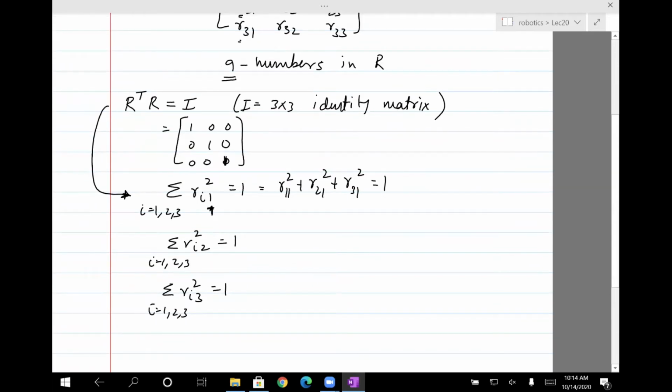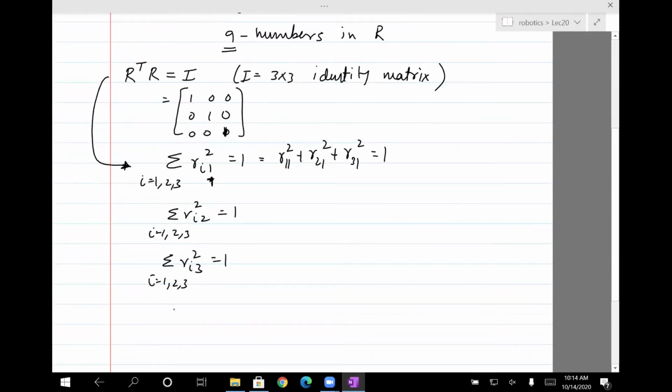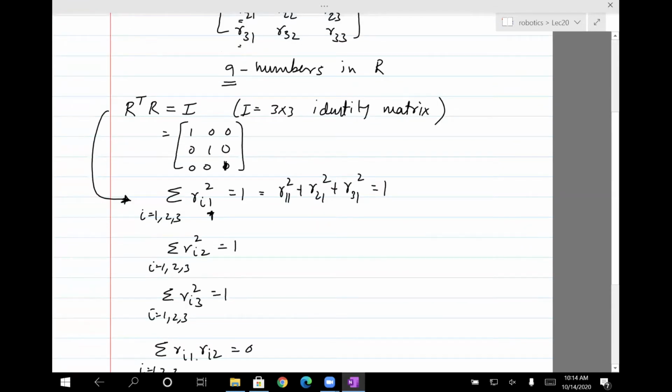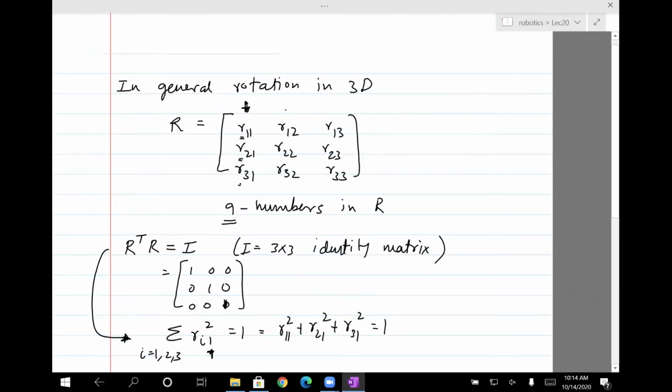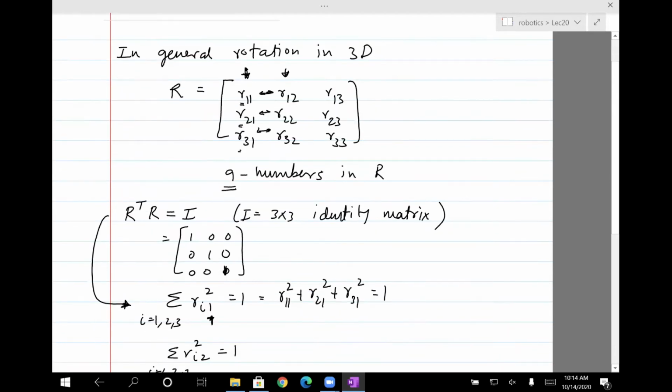Okay. Another consequence of this identity is that if you take the product of two consecutive columns, then you should get 0. So i equals 1, 2, 3. What that means is, say the first column is 1 and the second column is 2. If you take this column and multiply these two elements together, then multiply these two elements together and these two, and then you take the sum of them, that will turn out to be 0.